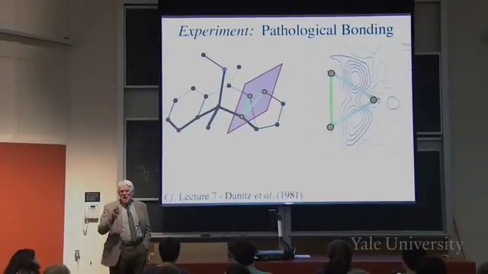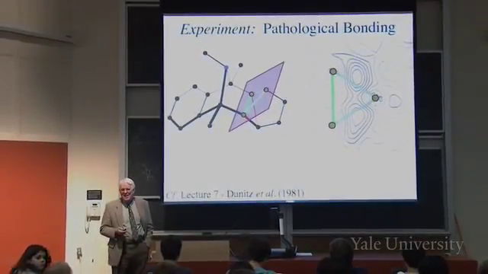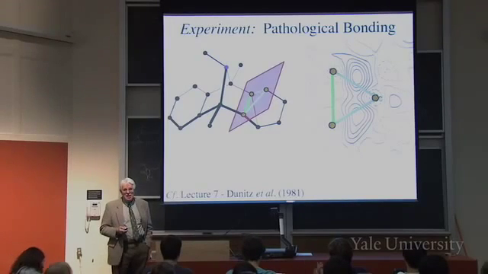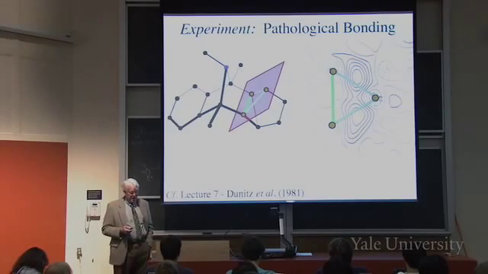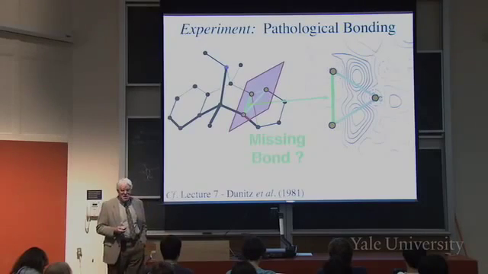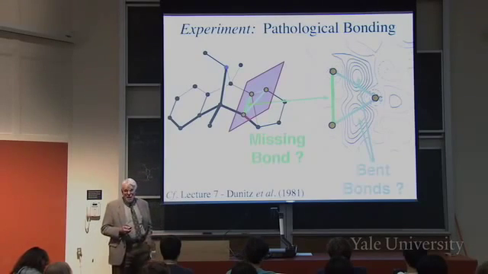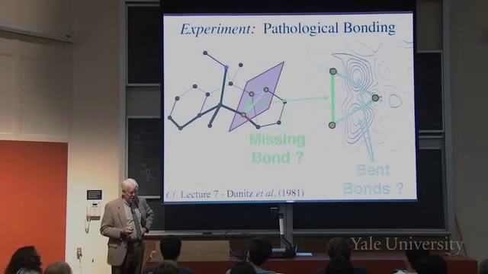What's pathological, Dana? The bonds appear to be bent. Some of the bonds are bent, and what else? And there's another bond that's missing. And one bond is missing. So that bond isn't there in the electron density, the difference density, and those are bent. They don't lie on the line between the nuclei.